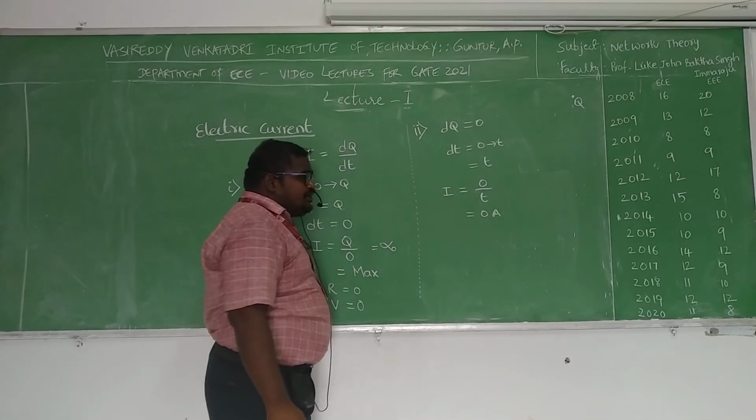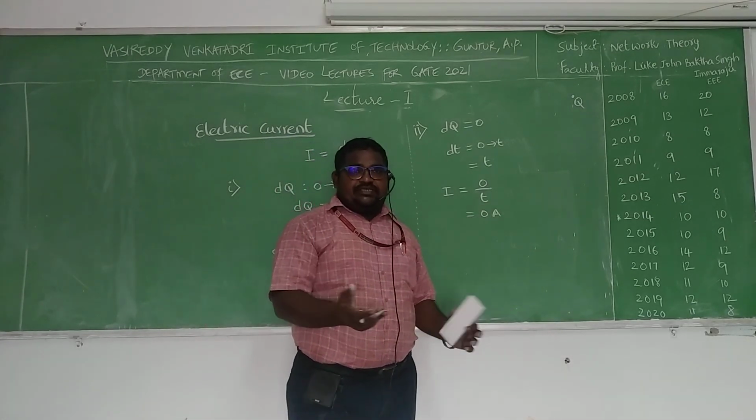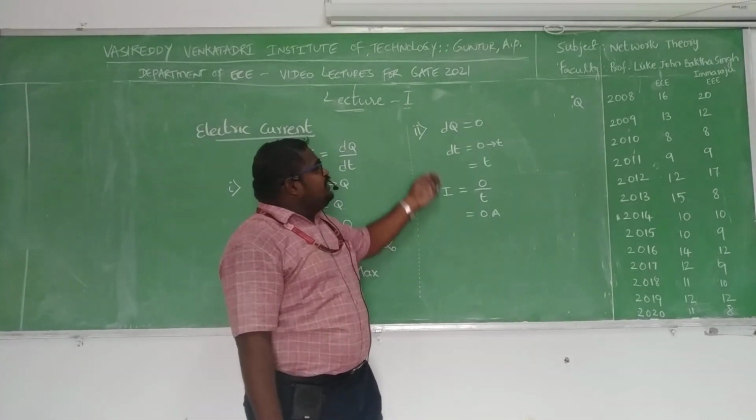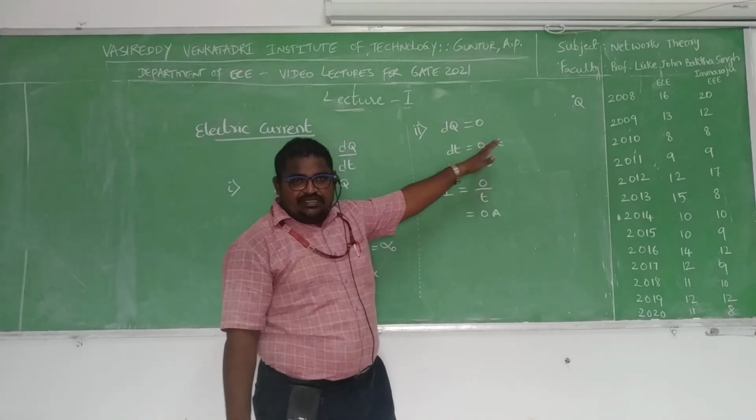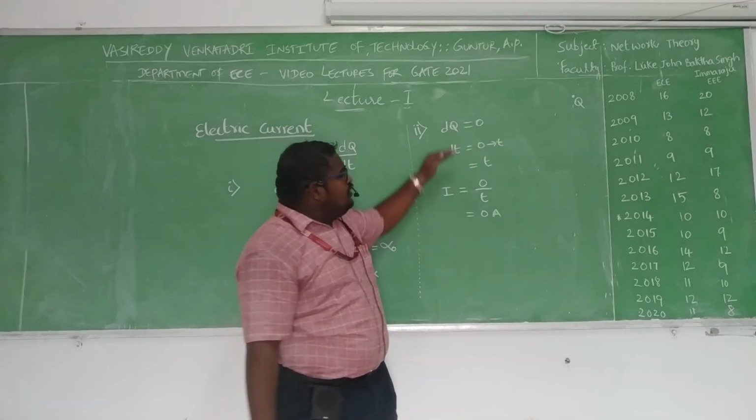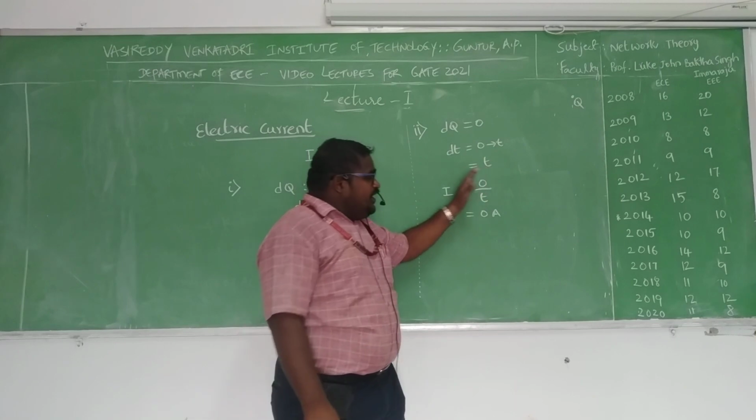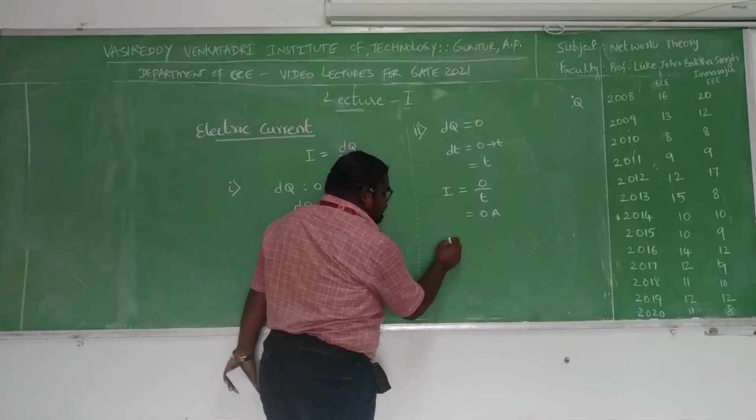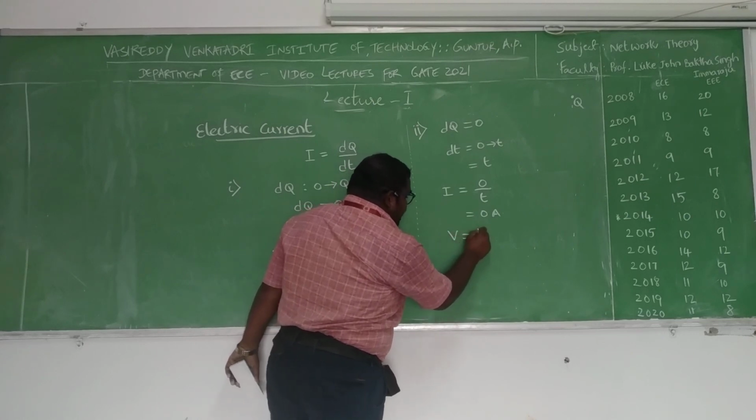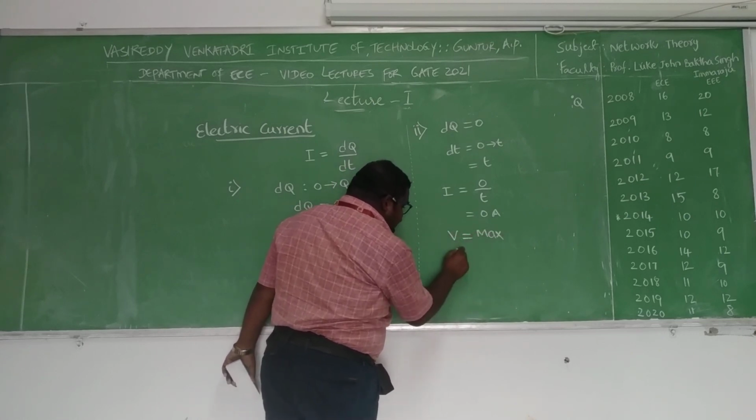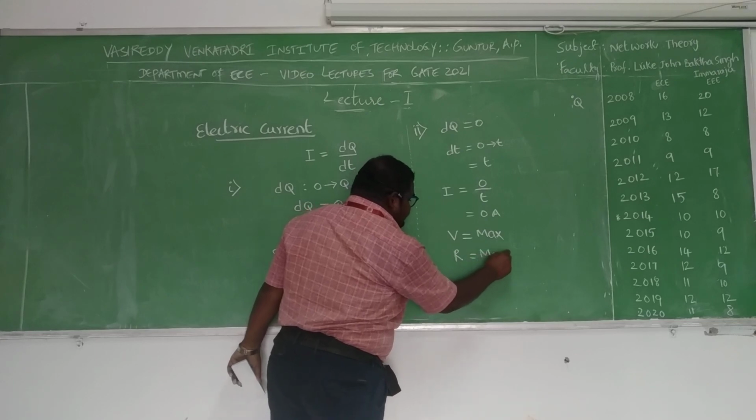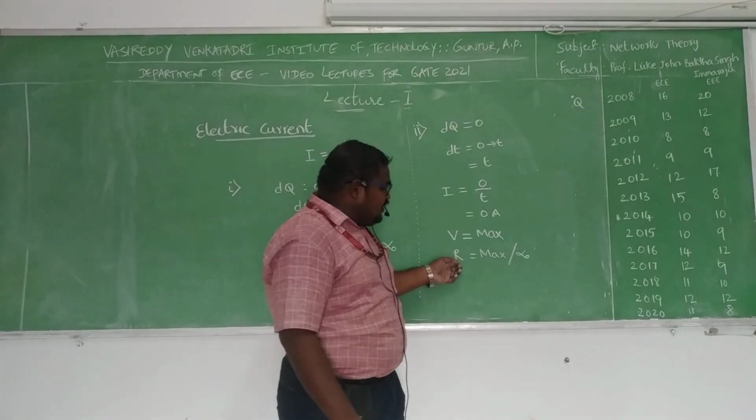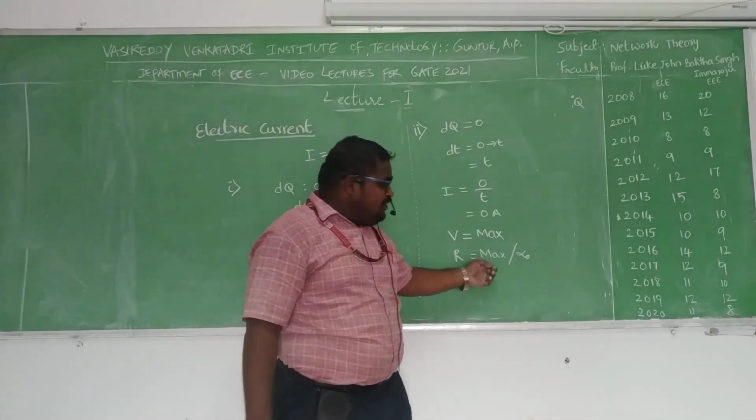So 0 amps indicates the two terminals are an open circuit. Hence the circuit is an open circuit when the charge remains stationary. In such an open circuit, what are the characteristics? I is equal to 0, but V is maximum, and R, the resistance of these two terminals, is also maximum or infinity.